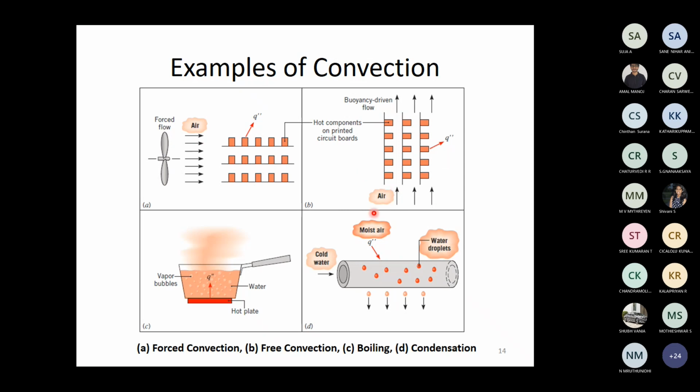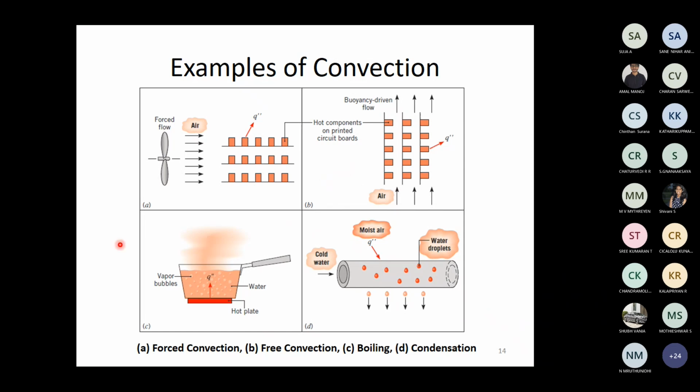What's happening? Air is coming into contact with these hot surfaces, absorbing heat, becoming light and then rising up. Whatever air is evacuated because of this rising up, that region is now occupied by the cold air which is coming in from outside. So in this way, we have this natural circulation setup.